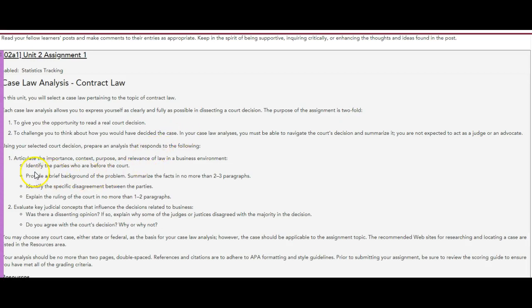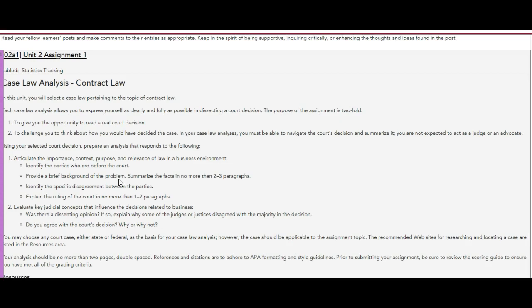So the first thing you're going to do is identify the parties to the court, which is very easy, obviously. You're going to provide a brief background of the problem, which essentially, for all intents and purposes, really are the facts of the case, at least the key facts, the ones that were used by the court to decide the case, and what the issue was that was to be decided.